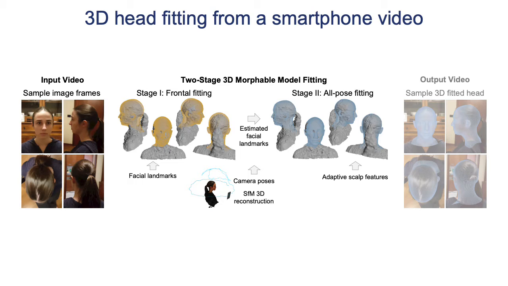Scalp features, along with estimated facial landmarks obtained from the frontal fit, are then used to fit the 3D morphable model across all poses. The result is a final fit that closely contours the entire head.